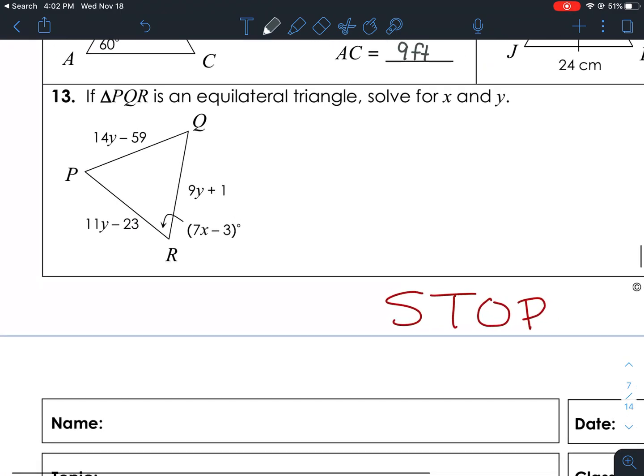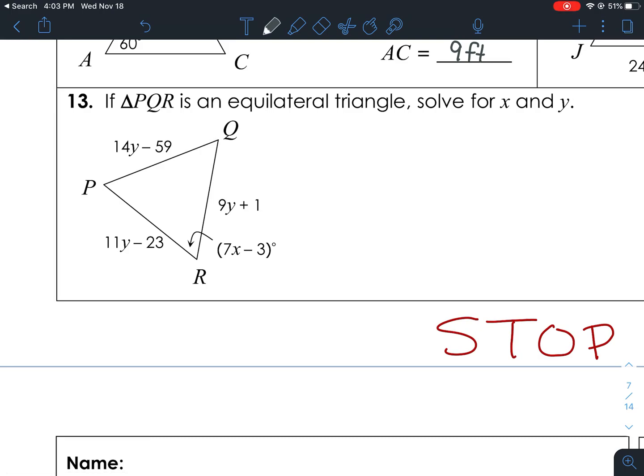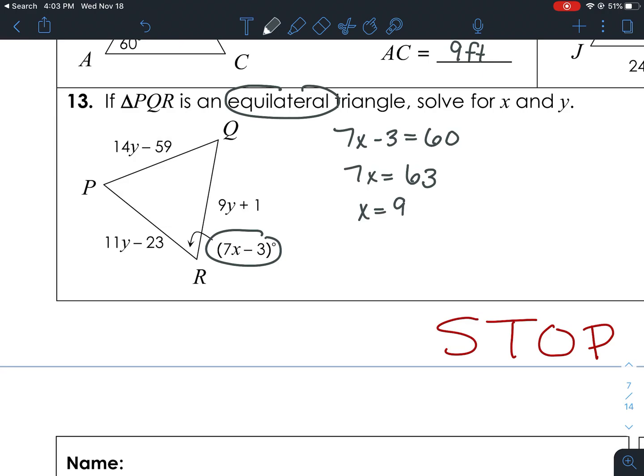All right, looking at 13 here, we have triangle PQR. And again, it is an equilateral triangle. So we're going to solve for our x's and our y's here. Well, like I said, all of my angles are going to be 60. So to solve for my x's, I'm going to do 7x minus 3 equals 60. Add 3 to both sides, so I have 7x equals 63. Divide by 7, so I have x equals 9.